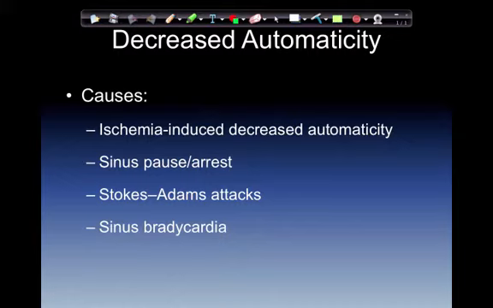Decreased automaticity would mean a decreased amount of electrical availability or decreased amount of signaling initially. Causes of this can be ischemia, which would decrease the amount of automaticity that's present. A sinus pause or arrest. Stokes-Adams attack. Stokes-Adams attacks are the sudden loss of consciousness without warning while sitting or standing.